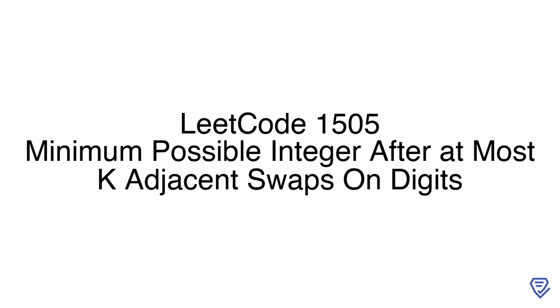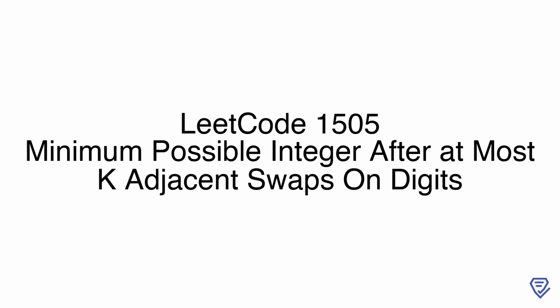Welcome! In this session, we'll be tackling an exciting problem from LeetCode, problem number 1505, titled Minimum Possible Integer After at Most K Adjacent Swaps on Digits. Together, we'll explore the challenge, break it down, and analyze approaches to solve it effectively.